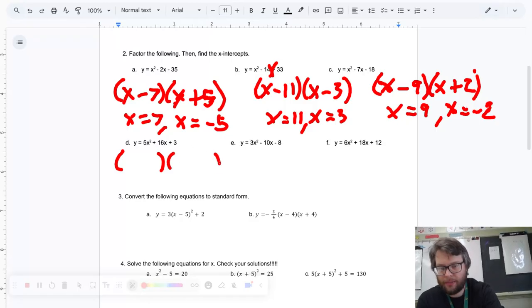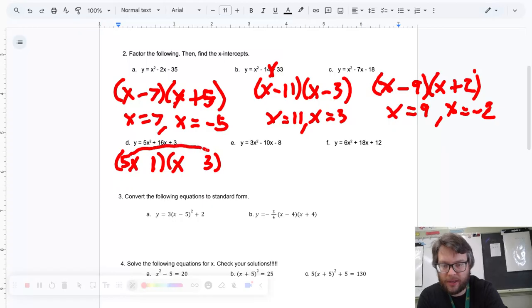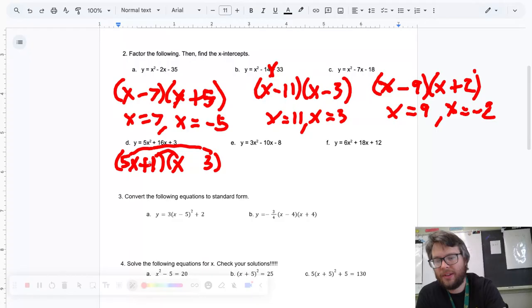This next one factors. I'm going to show you my thought process. I know that I have to do 1 times 3 to get 3. Somehow I need to end up with 16 x's. So I'm going to put 5x over here and 1x over here. And the reason I do that is if I did 5 times 3, I get 15. 1 times x, I get up to 16. Everything is positive in the standard form, so everything is positive in the factored form. My two x-intercepts are negative 1/5 and negative 3.